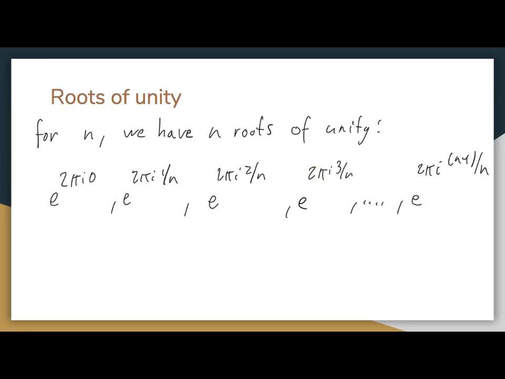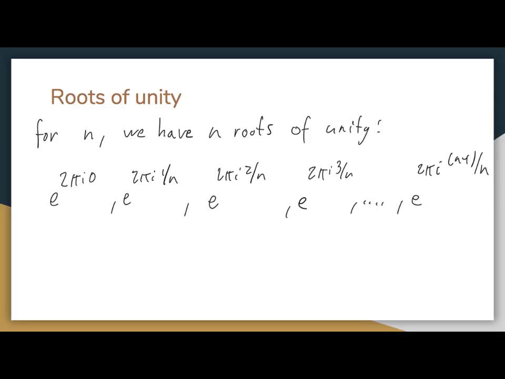So in general, for some n, we have n roots of unity. And this is what they are. We start at e to the 2 pi i times 0, meaning we literally just are at the same place we started at. We didn't move at all. We go 1 over n turns, we go 2 over n turns, and we go all the way up to n minus 1 over n turns.